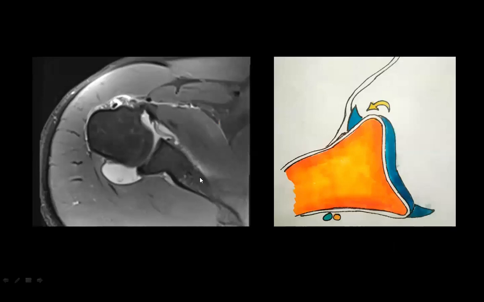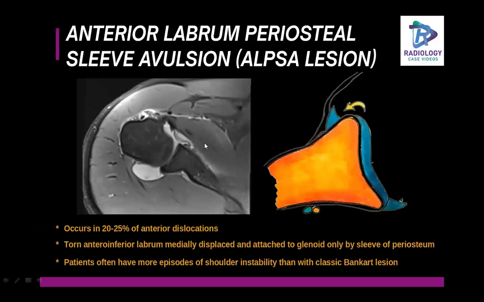This is a case of anterior dislocation of the shoulder. As you can see here, the anterior labroligamentous complex is torn and avulsed, and this is called the ALPSA lesion, anterior labroligamentous periosteal sleeve avulsion. It occurs in 20 to 25% of anterior dislocations. The torn labrum is displaced medially and is rotated, and there is inferior rotation.